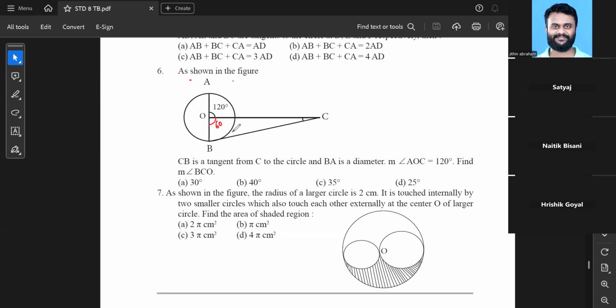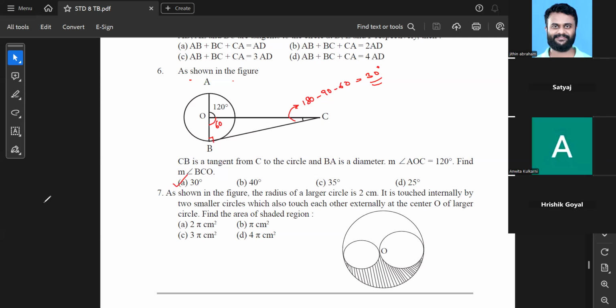Agreed? Yes, sir. CB is already tangent for this, so I can say this is 90 and this becomes a triangle. Triangle का total angle is 180. 180 minus 90 minus 60, that becomes 30, and that's your answer, BCO. Agreed? Yes, sir. My problem was that I took 200 by mistake instead of 180. Understood.